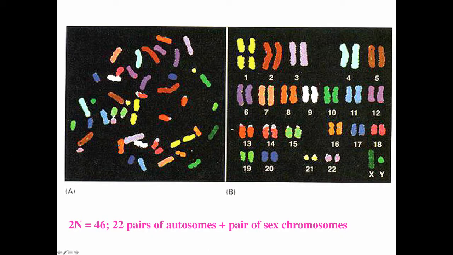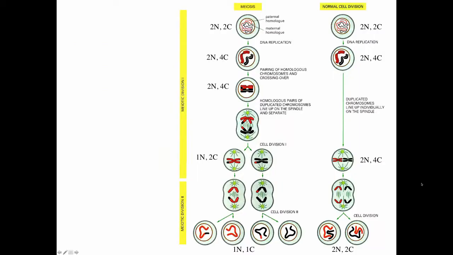This just shows the 46 human chromosomes, 22 pairs of autosomes, and the pair of sex chromosomes, so 2n equals 46, and they're just displayed nicely on the right side of the figure. This figure finally compares and contrasts mitosis and meiosis again.